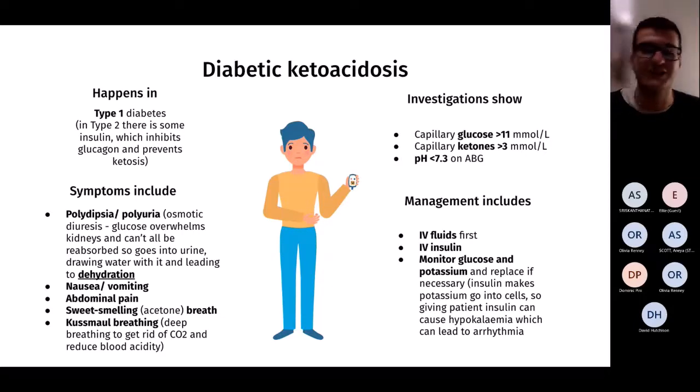As we talked about, investigations are going to show high glucose, high ketones, and low pH. For your management, you need to give IV fluids very quickly to deal with the dehydration. Then you need to give insulin, obviously, because the lack of insulin is the whole initial problem here. And then you need to monitor glucose and potassium levels very carefully because insulin is going to reduce those. So we need to make sure they don't get too low, and we can replace them if necessary.